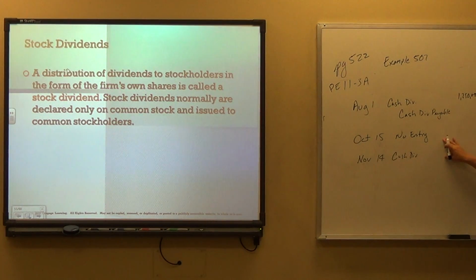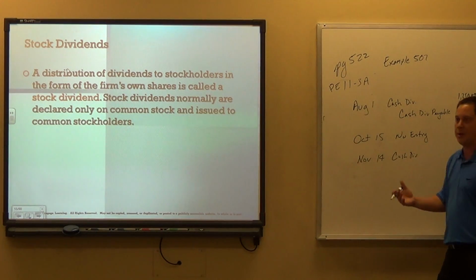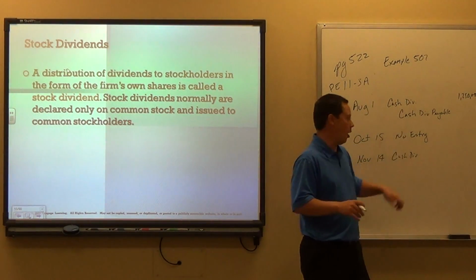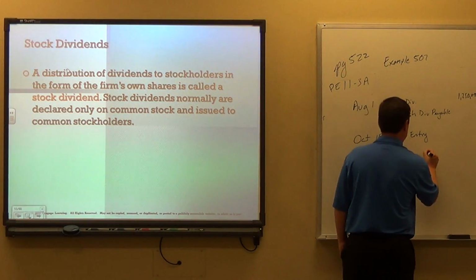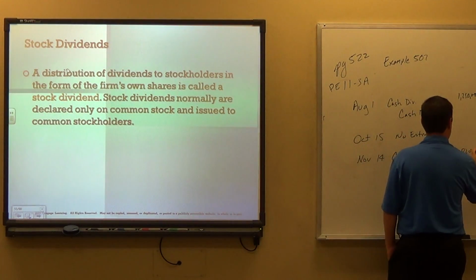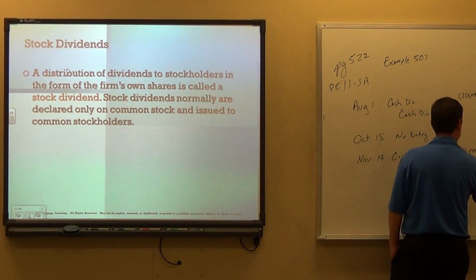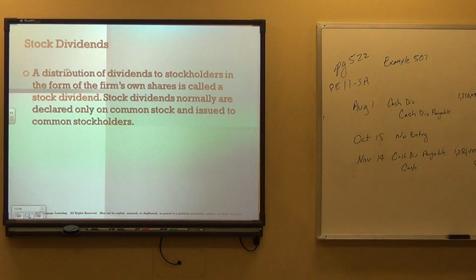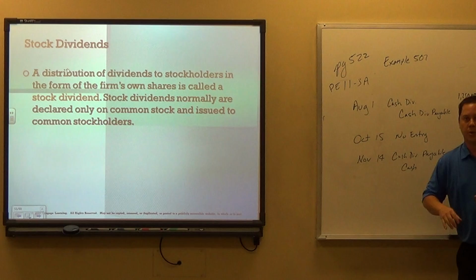We have no entry required on October 15th because it doesn't matter to us who we're paying it to, other than we're sending the checks, but we're still going to pay this off. And then lastly, we have the cash dividends payable for the $1.25 million, and then we're using cash to pay that. So questions on how that worked?